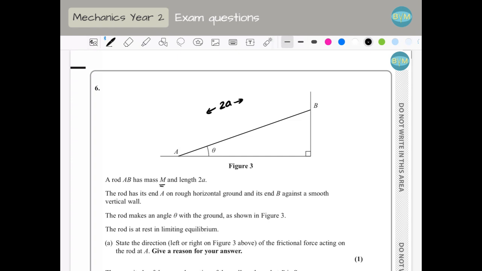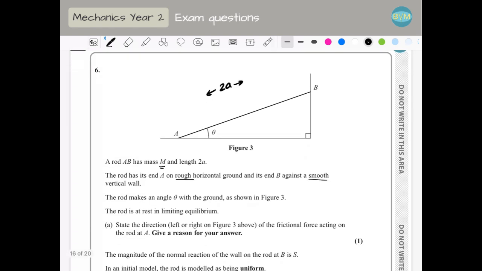The rod has end A on rough horizontal ground and end B against a smooth vertical wall. So the ground is rough and the wall is smooth. We have an angle of theta here and it is in limiting equilibrium. Limiting equilibrium is telling us that the friction is going to be maximum. This is in equilibrium, but friction is going to be mu times the normal reaction.